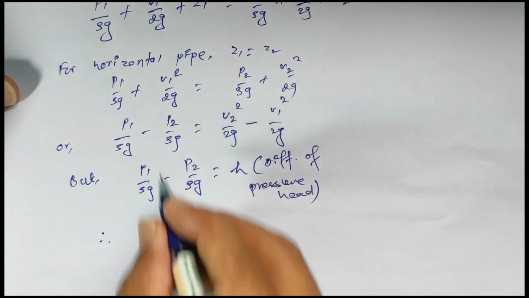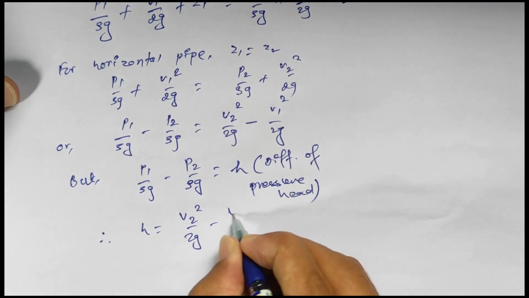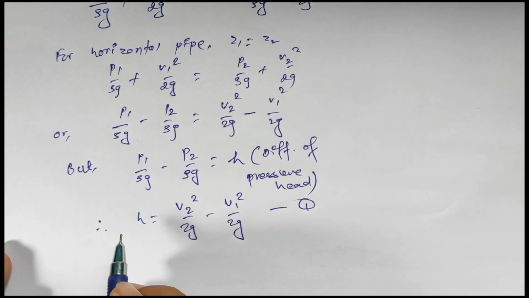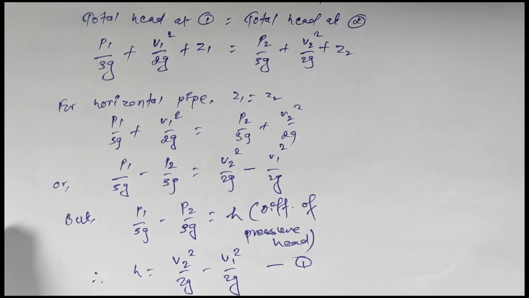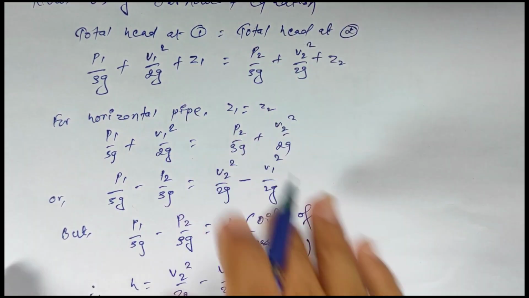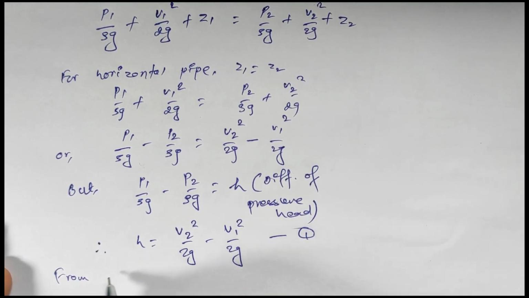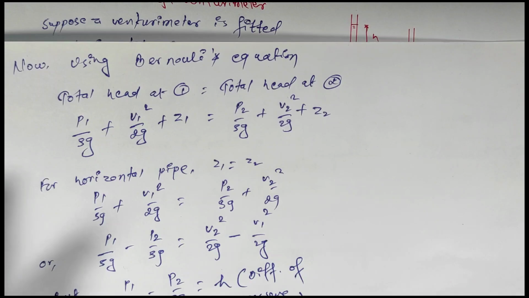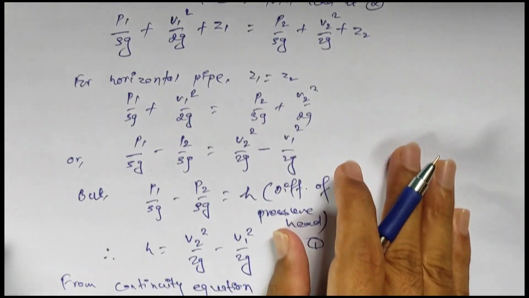So, this equation becomes H equal to V2 square by 2g minus V1 square by 2g. Let's say this one is equation first. Now, we should use the continuity equation. We already said that there are two equations we are going to use: one is Bernoulli's equation, another one is the continuity equation. The continuity equation says that the total discharge at section 1 should be equal to the total discharge at section 2.